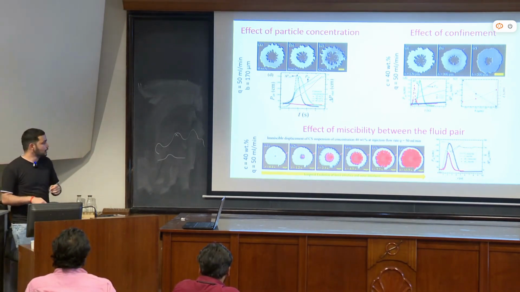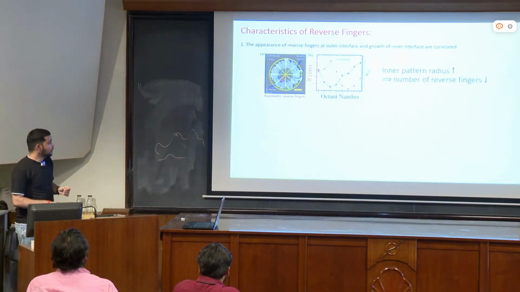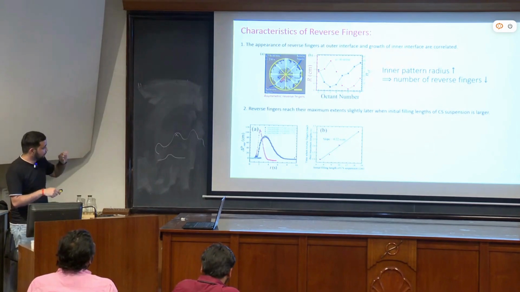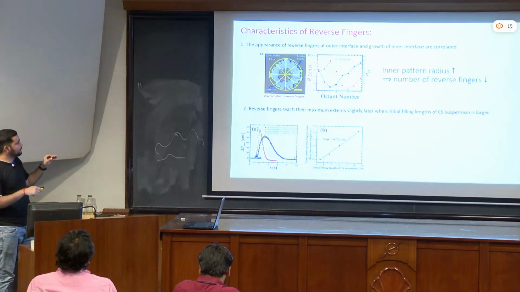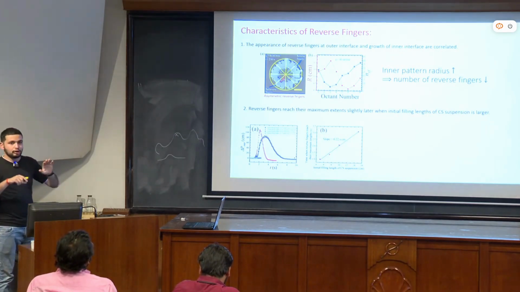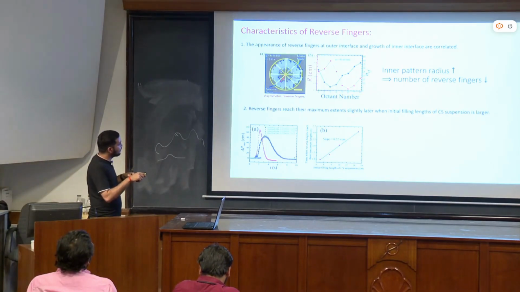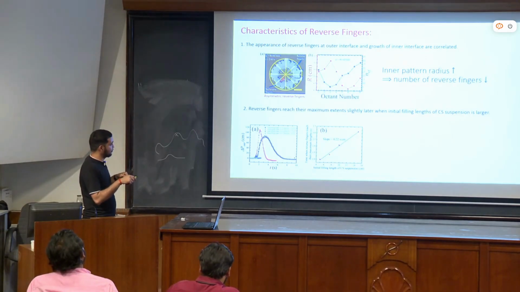So the higher the inner pattern radius, the lower the reverse fingers. That means these two are correlated. Other than that, when we change the Cornstarch suspension radius, which means whether I am filling the suspension till 5 centimeter in the Hele-Shaw cell or till 10 centimeter, the time when the reverse fingers reach their maximum increases monotonically, as shown here.